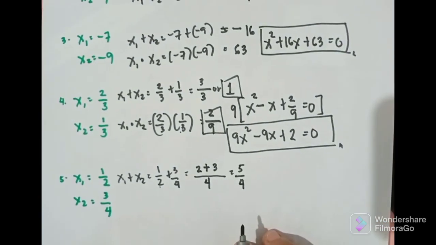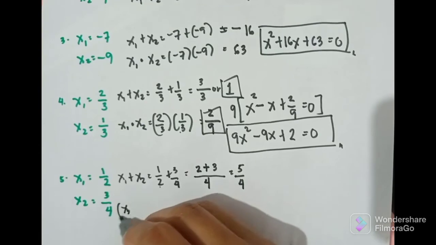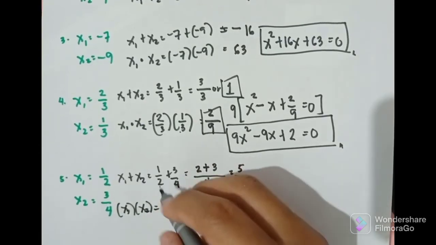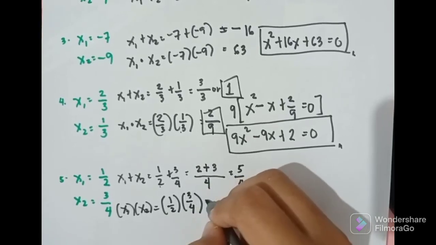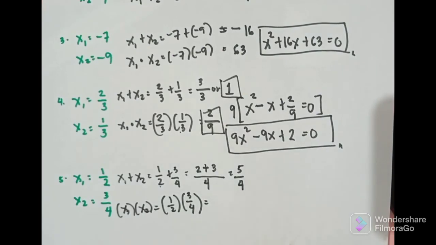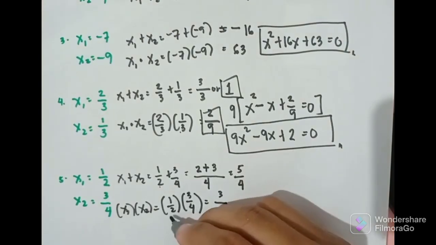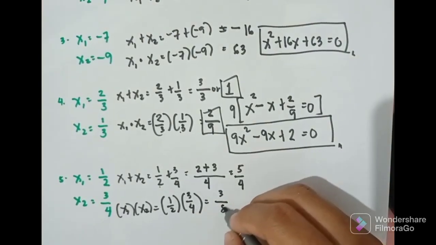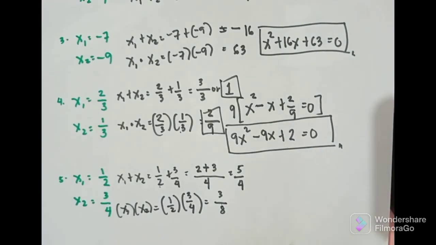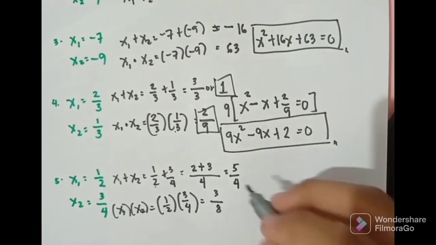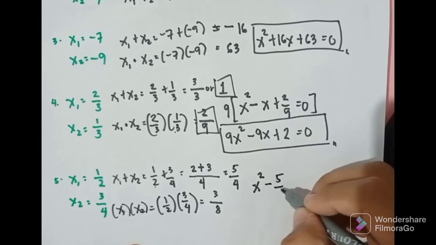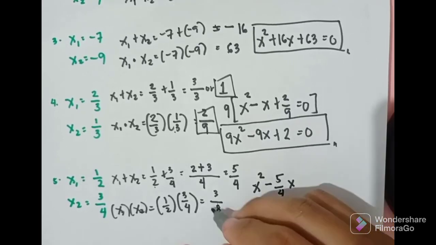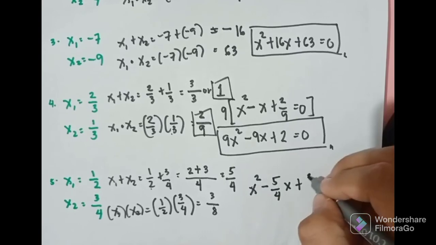Okay, next. So, we have here x sub 1 times x sub 2. So, this is equal to 1/2 times 3 over 4. So, again, mag-multiply tayo numerator sa numerator and denominator sa denominator. 1 times 3, that is 3, over 4 times 2, that is 8. So, now we have the sum and product. So, plug in na natin. So, mangyayari, x squared. So, since positive to, magiging negative 5 over 4x. Since positive naman si product, so magiging plus 3 over 8 is equal to 0.